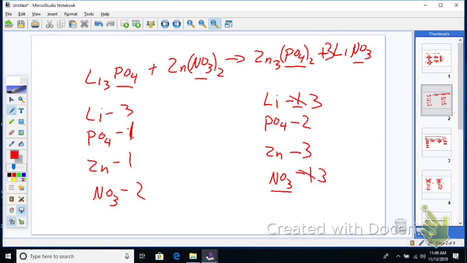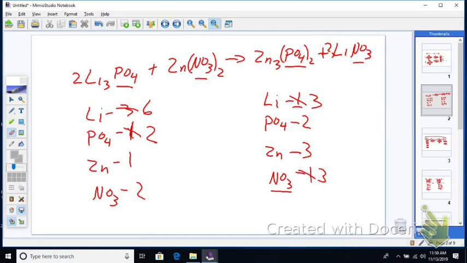Then lithium's fine. Then you go to PO4. It's not fine. So what do you need to do to get that to work? Put a 2 here, right? So that changes that to 2. But then that changes this to 6, and we just messed up lithium that we just did. So then we go back and look at our lithium. Let's try to balance. So you do it one at a time. If something changes, go back and make a change. So then you go back to lithium and go, oh man, really? Do I have to change that one again? Sometimes you might have to do that.